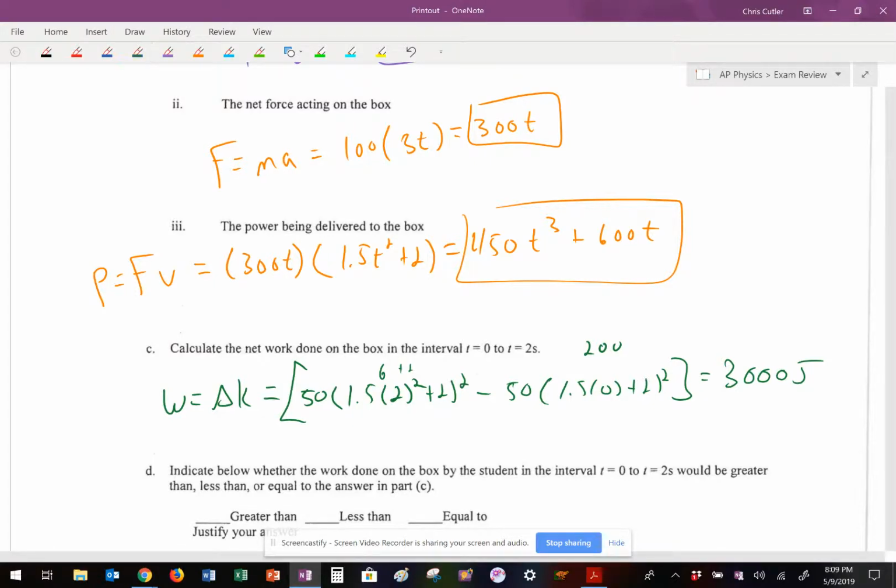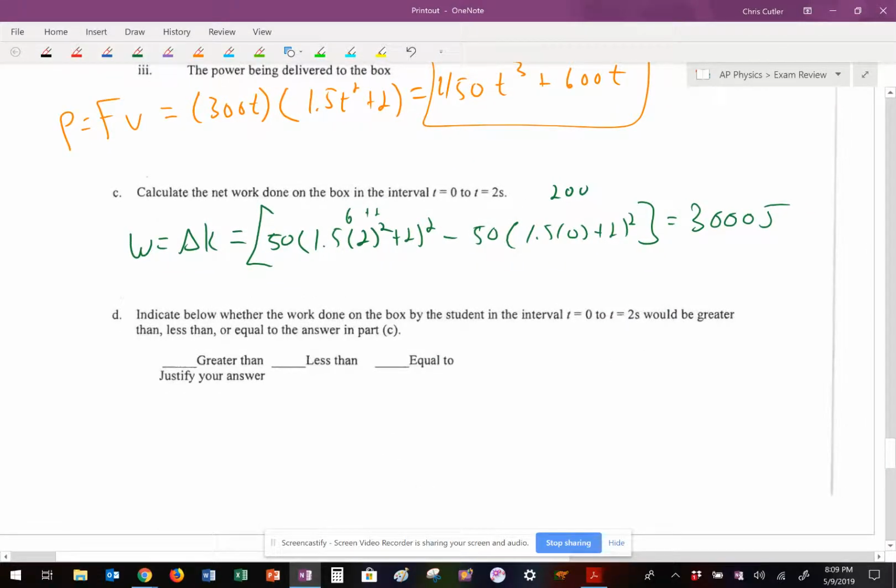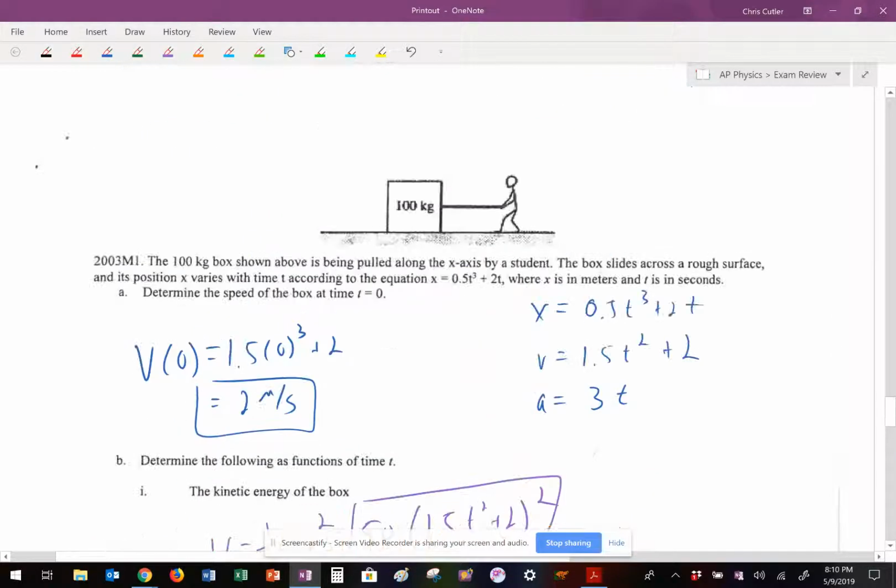And then finally, this one's a quick one. D, indicate below whether the work done on the box by the student in the interval of t equals 0 to t equals 2 seconds would be greater than, less than, or equal to the answer in part C. Okay, so this is a little bit confusing because we wanted to know the net work done on the box in the interval of t equals 0 to 2 seconds. That is the net work. That is, when all is said and done, how much work was actually done. But this is asking how much work the student had to do to pull it. Remember, we had a student pulling this to begin with.